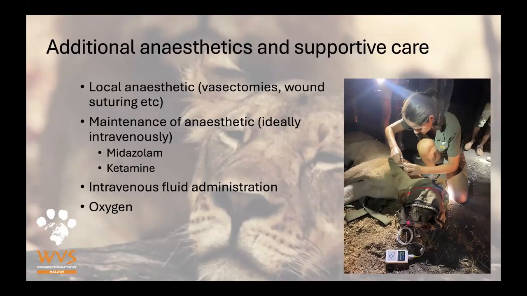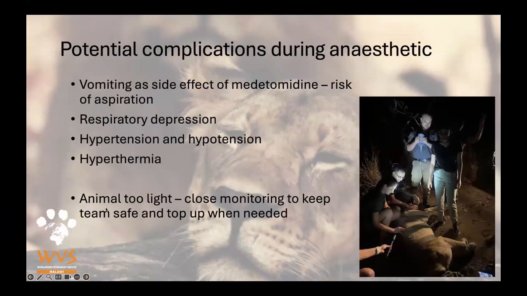We also give fluids throughout the procedure, and it's just really, really important for any sort of emergencies. Oxygen is important to have. If you can have an oxygen cylinder with you so that you can give oxygen as well, especially when you look at your pulse ox readings and they are not great, then you can just give supplemental oxygen.